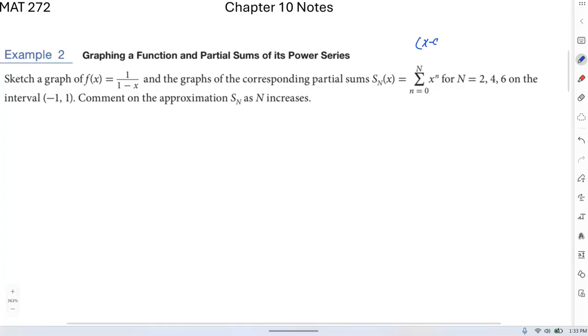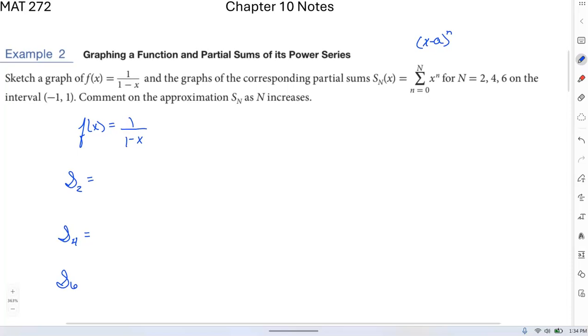If we think about that x minus a to the n here, we could think about x to the n as x minus 0 to the n. So we're going to graph the function 1 over 1 minus x, but let's first find some partial sums. We're going to find S2, S4, and then S6. If I plug in 0, I'm going to get x to the 0 plus x to the first plus x to the second. So this is going to be 1 plus x squared.